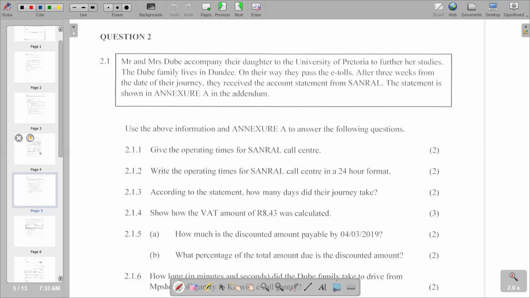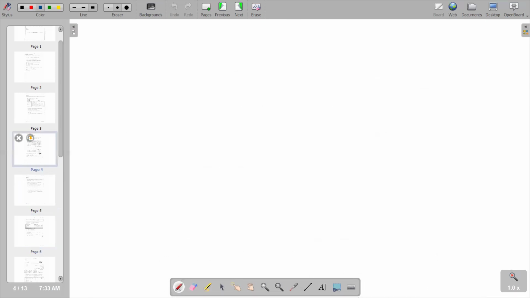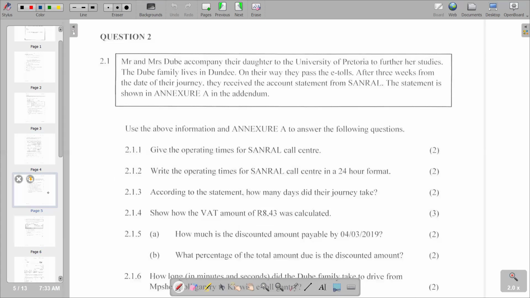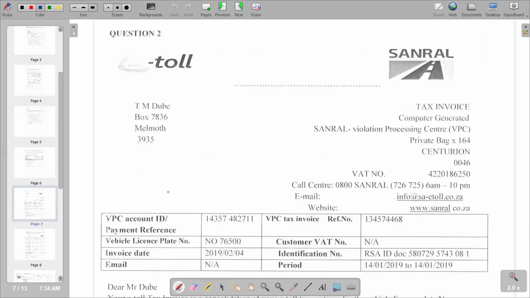So you are given the questions and then you refer to Annexure A, whereby we have our Annexure A. So we can just refer to our Annexure A. This is the annexure that we are going to take note of as we answer the questions.